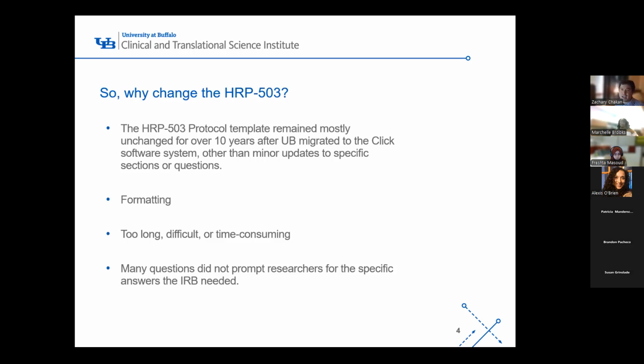So why change the document when it's been this way for over 10 years? As far as I know, I joined the UB IRB in September of 2016, and the protocol pretty much looked the same the entire time that I've been here. Other than maybe one section change here, some words there, some formatting changes there, it's mostly looked the same.